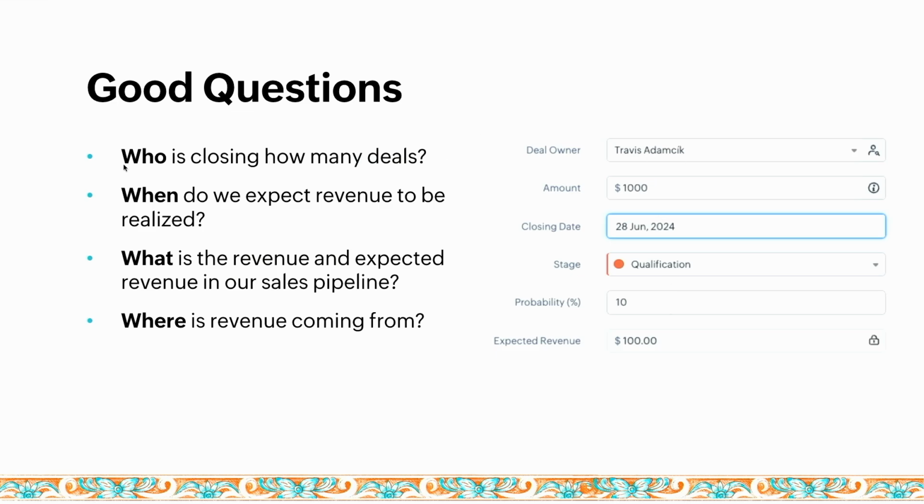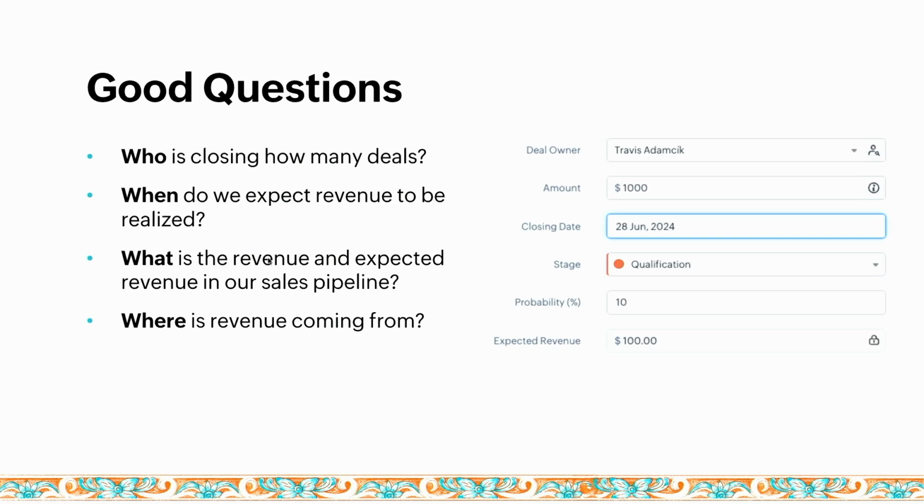So from our deal owner field, the question that we can ask is who is closing how many deals, and then you could graph this and compare it amongst all the different sales reps. If our question is when do we expect revenue to be realized, that is a question to be posed of the closing date. This could be broken up by year, by quarter, by month, week, whatever metric that you'd want to have.